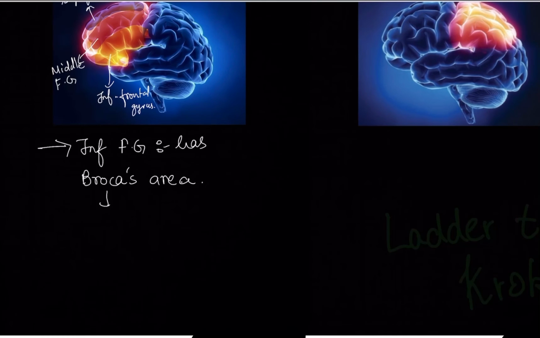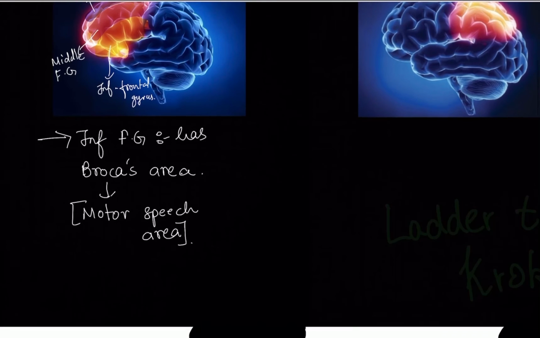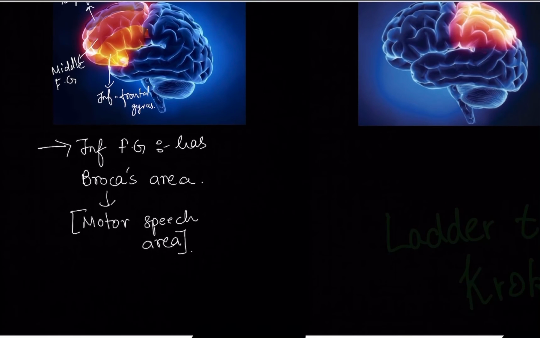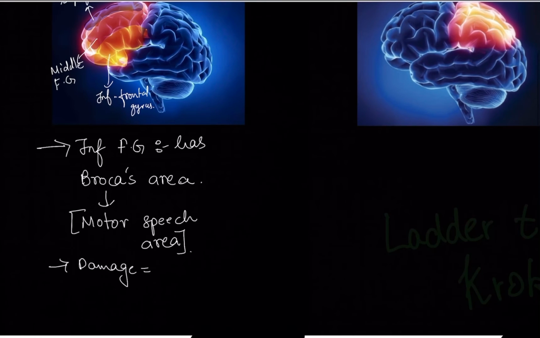Now what is this Broca's area? It is the motor speech area of us. I am speaking right now, right? So this area is working efficiently. Motor speech area. Damage to this area leads to motor aphasia. Okay, unable to say something.